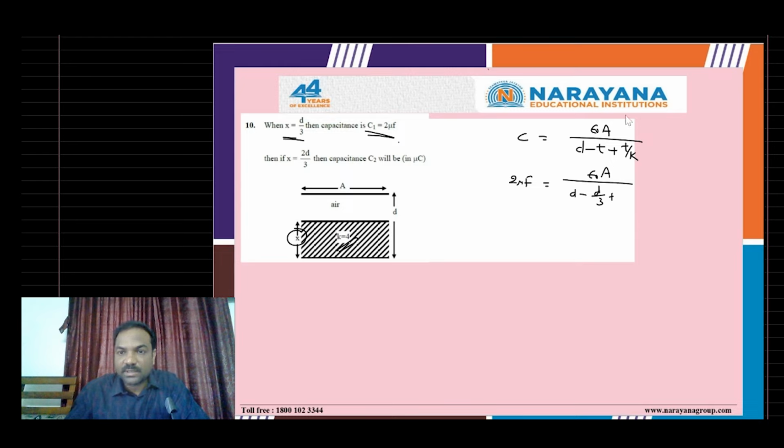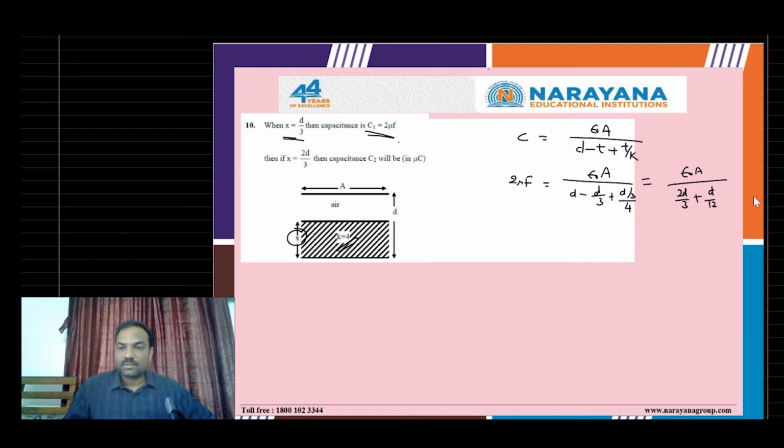Actually, see here, what is the thickness value given? The thickness value is given as D by 3, and the K value is 4. Then what is the value? Epsilon naught A by D minus D by 3, you can write down 2D by 3 plus D by 12, that is D by 3 by 4.